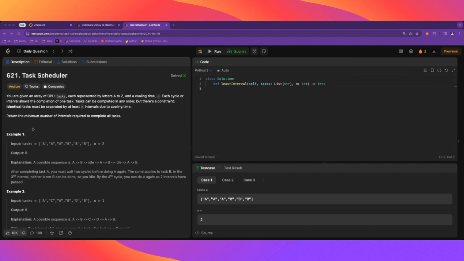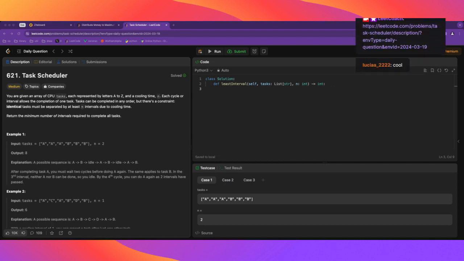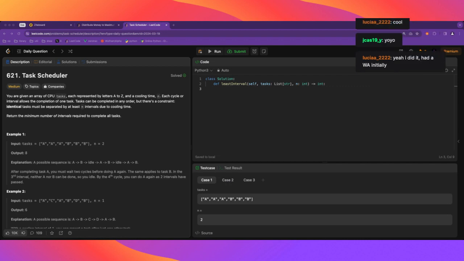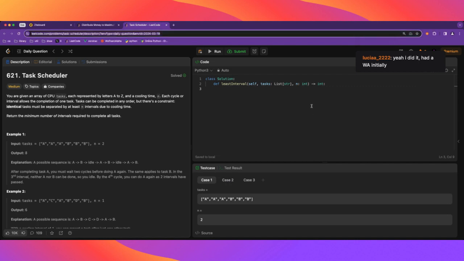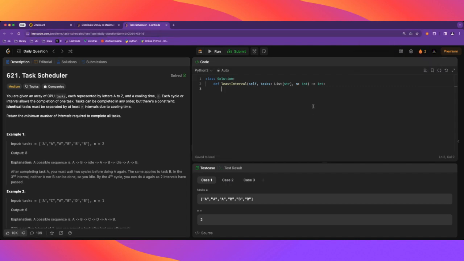We're going to be doing today's daily, which is kind of a tricky problem to get right. Here's the description. I had a wrong answer initially. Yeah, it's tricky. But I wanted to explain there's a solution.